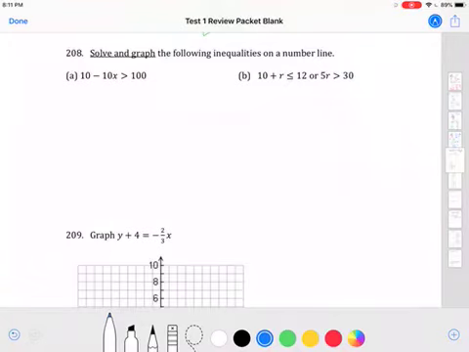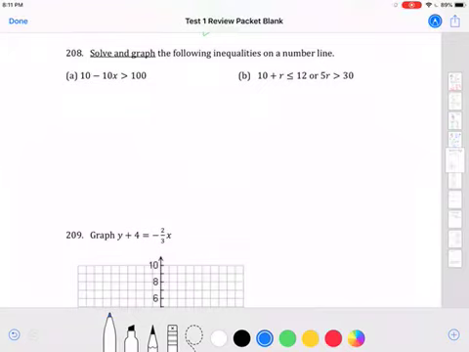All right, getting into inequalities. If you haven't yet, make sure you memorize those inequality symbols. Part A has a greater than, and part B has a less than or equal to and a greater than. You've got to have those memorized. So the directions say solve and graph the following inequalities on a number line. So I'm going to solve them first, and then I'm going to throw them on a number line when I am done solving.